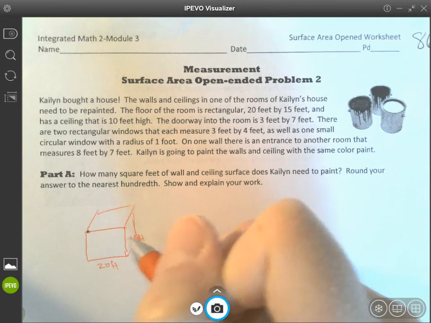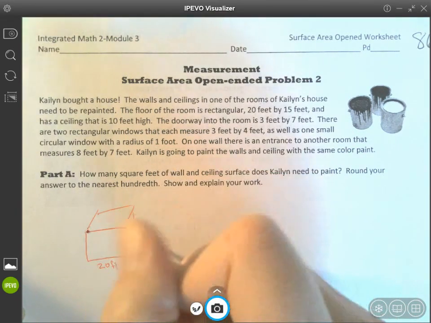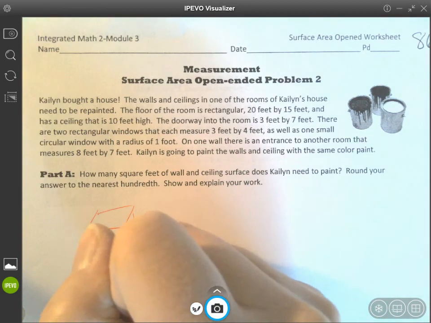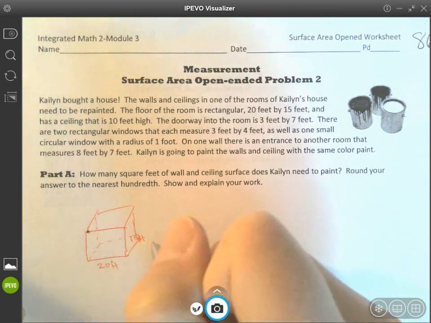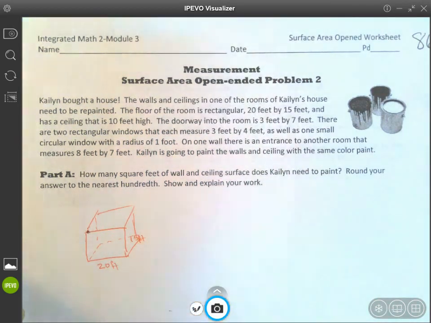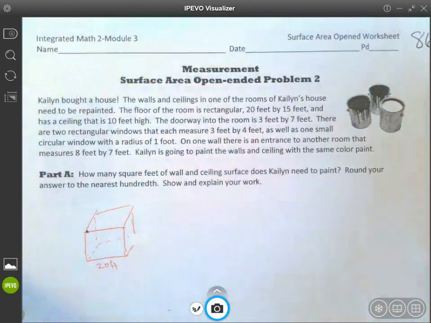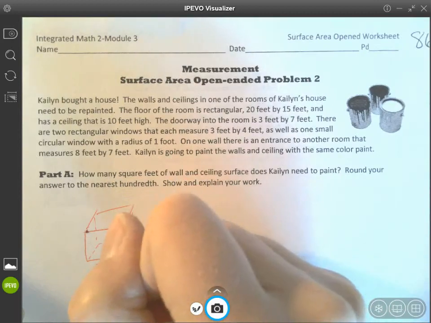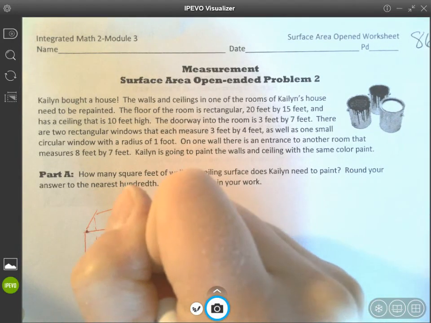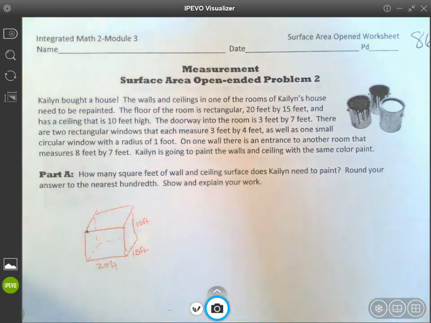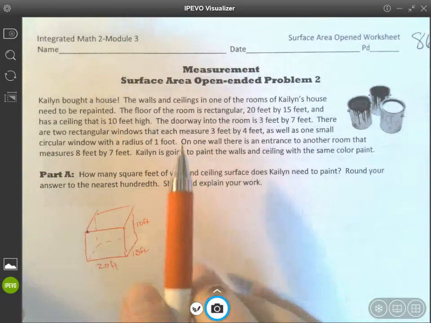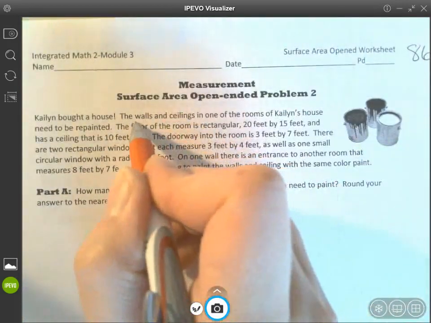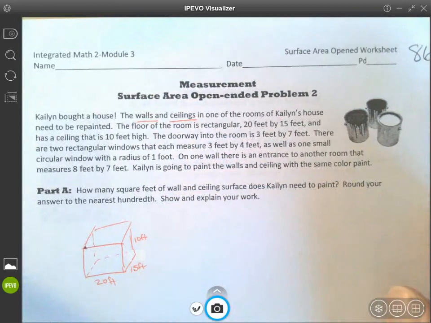However you want to draw it, mine doesn't look like I labeled it right now. I'm going to fix this up because it sort of changed how the dimensions look. Okay, so this is here and here. This is my 15 feet, and the height is 10 feet. 100% not drawn to scale. Okay, so reminder, she's painting the walls and the ceilings, not the floor.